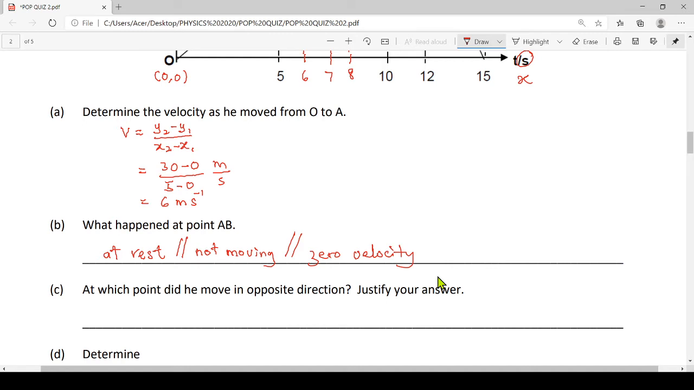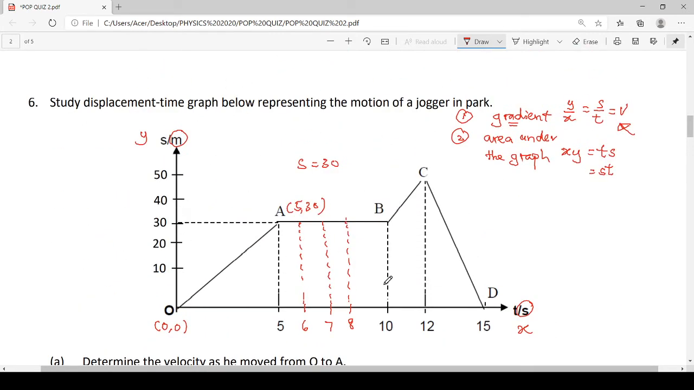So initially we have shown that the gradient of the graph is velocity. So here I have positive gradient, positive velocity. Here I have v equal to 0. Here I have a positive velocity. But CD here I have a negative velocity, just by looking at how the line is slanted.